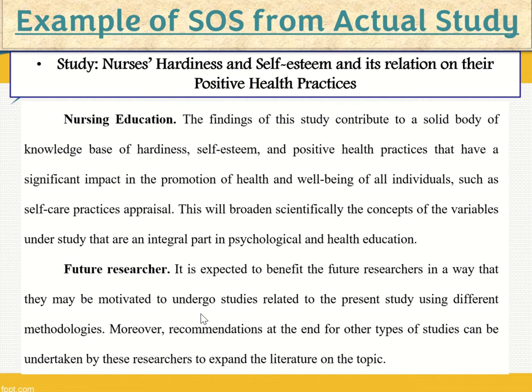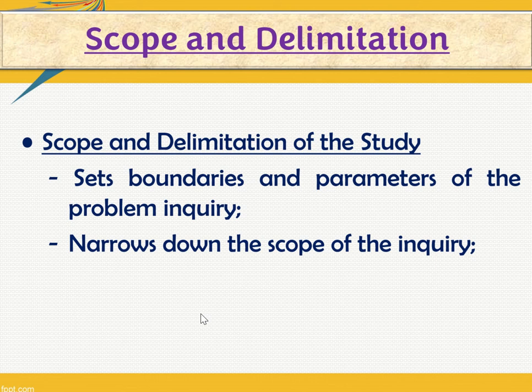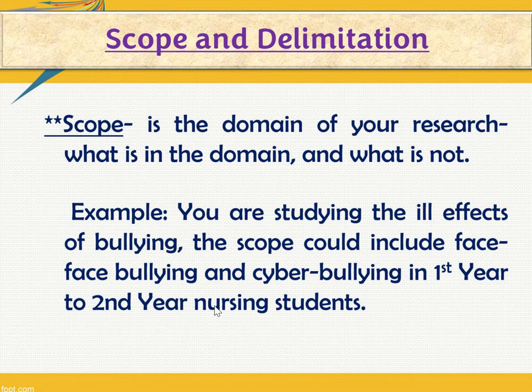So that is for the significance of the study. The next section is the scope and delimitation. So S&D tayo. Again, this is another section still under chapter 1. So scope and delimitation of the study, it sets boundaries and parameters of the problem inquiry, and it narrows down the scope of the inquiry. So when you say scope, this is our definition. It is the domain of your research. What is in the domain and what is not. So ibig sabihin ng scope, ito yung coverage of your study.